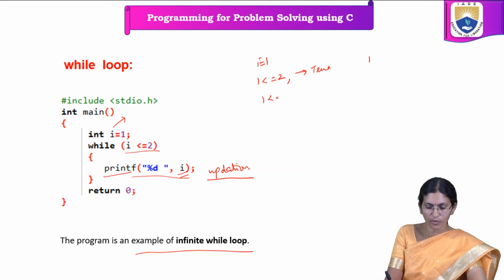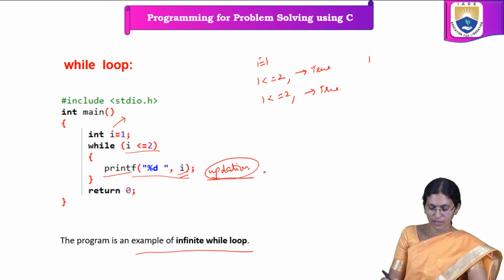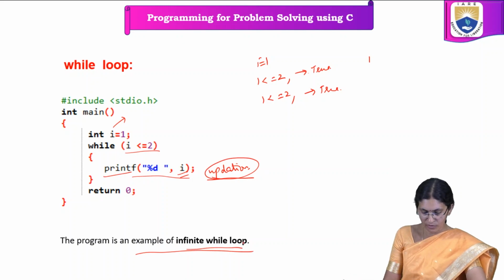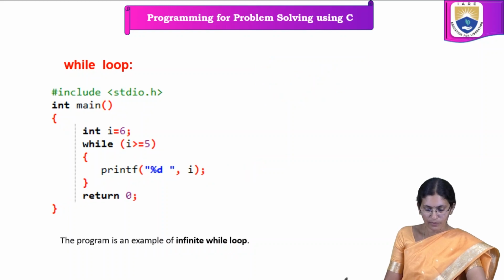So this condition is always true. Always true means this loop will run an infinite number of times. So when you don't write any update expression, it will run an infinite number of times. So this is an example of an infinite while loop. Next, the other one.